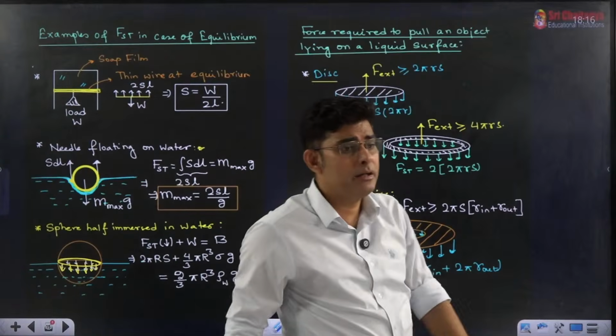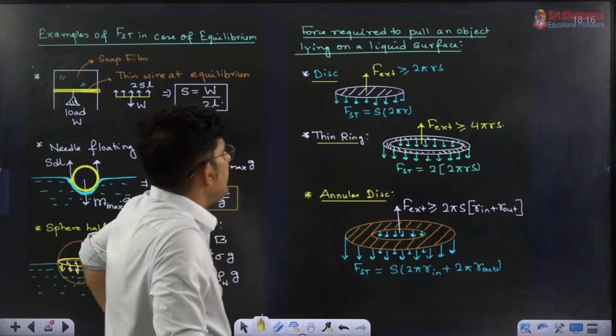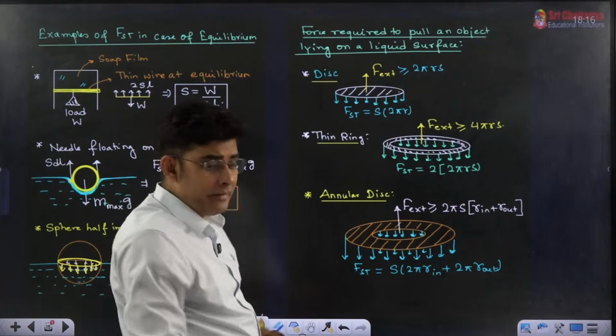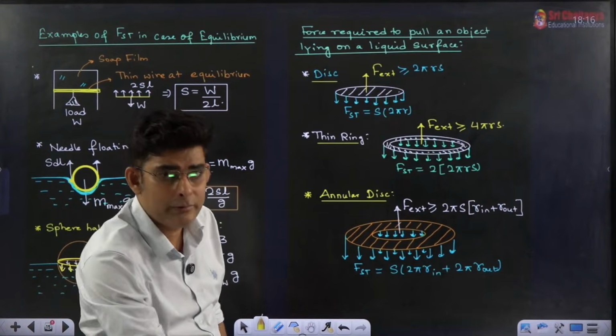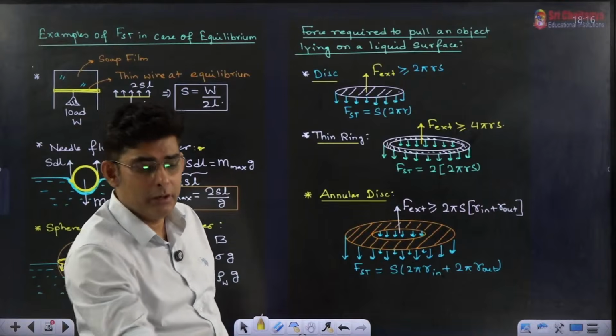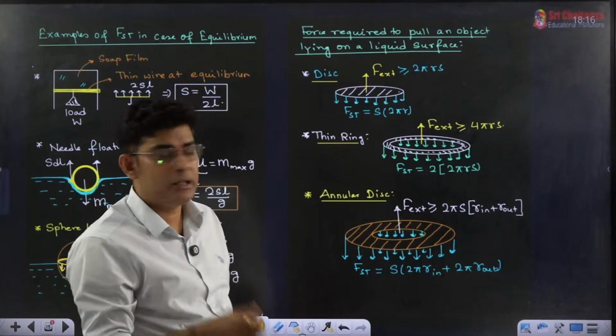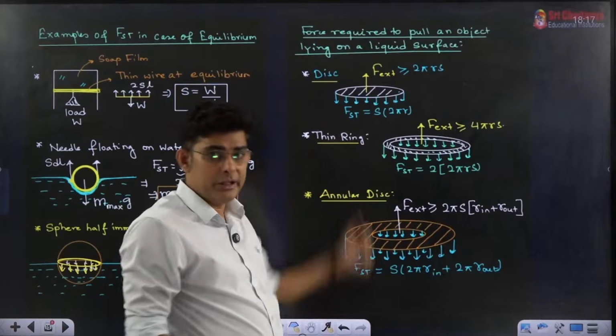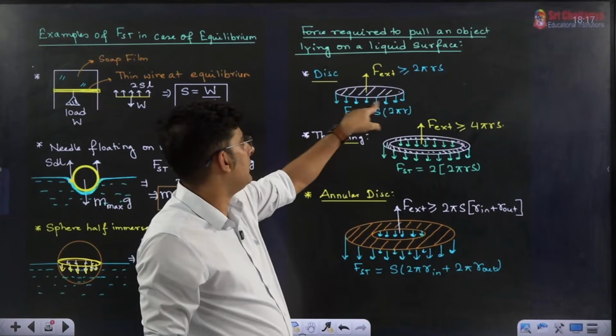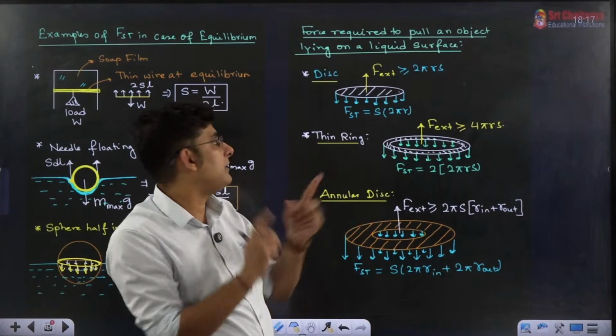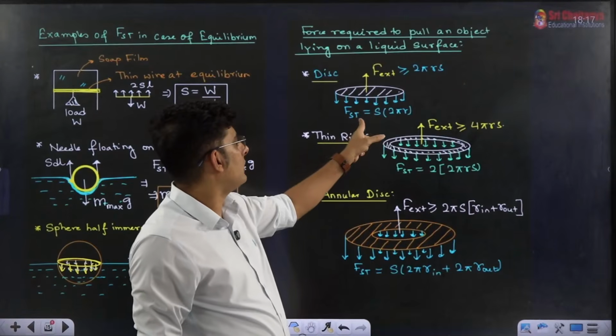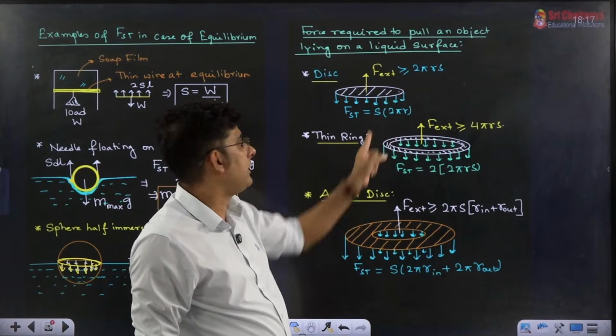Next, force required to pull an object lying on a liquid surface. Sometimes, suppose you keep your mobile phone on a table and there was some water below it, when you try to pick it up you will find difficulty because the water molecules are pulling it down. So if a disc is kept, only the outer periphery is in contact with liquid, so force due to surface tension is S into total outer periphery length 2 pi r.